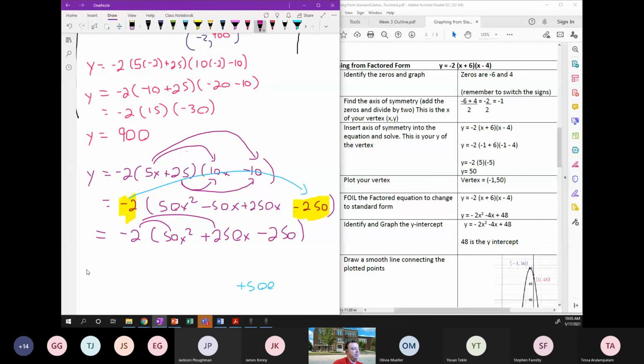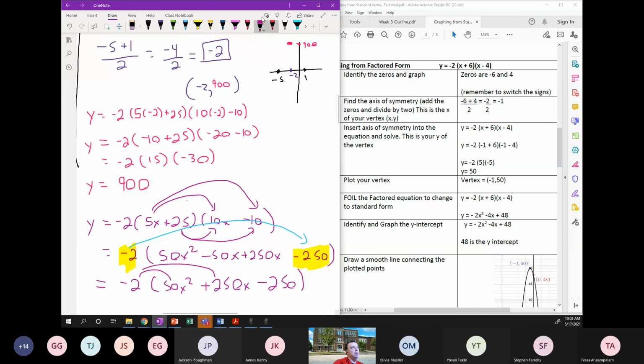Then go in here. I'm going to just do this real quick and draw a nice curve.